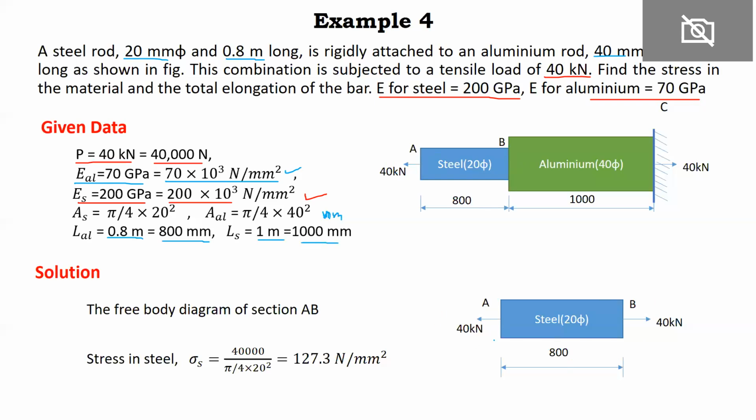The load acting on the member, the length of the member, the diameter of this member, and so you can calculate the stress in the steel bar, which is equal to force upon cross-sectional area. Force is 40 kilonewton upon area pi by 4 into 20 square. I have written this directly, and you simplify this, so you will get 127.3 Newton per mm square.